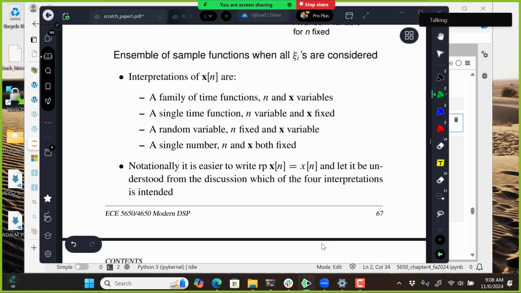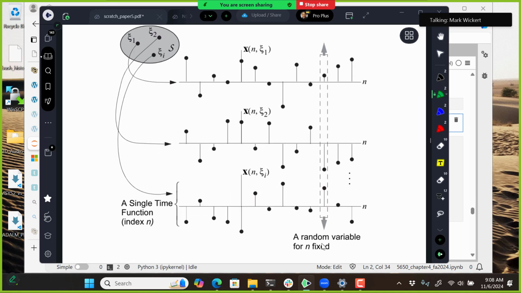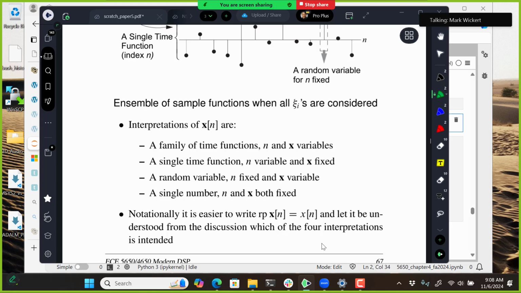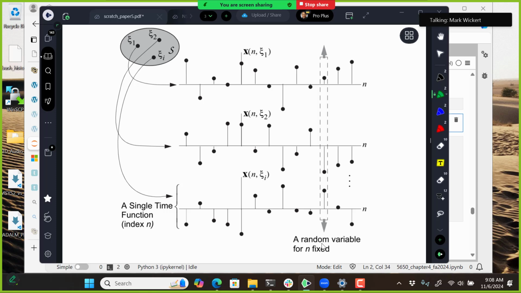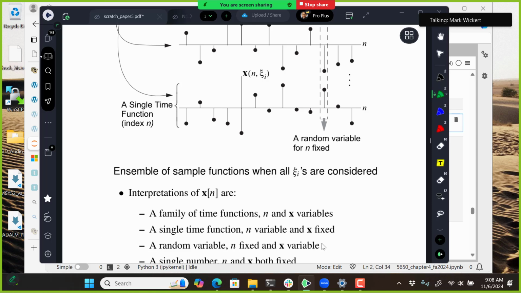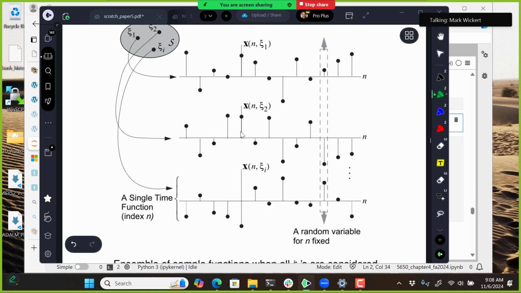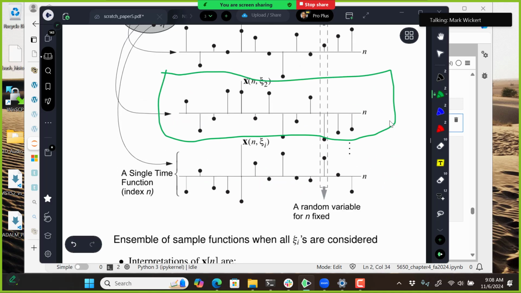So when you're looking at a random process, you can interpret it in 4 fundamental ways that are related. First, you can say it's a family of time functions. So you just have to consider it as this massive ensemble of waveforms. Second, a single time function. So in that case, you would say, I don't need to be bogged down with all the functions. I just want to consider it as one time function.